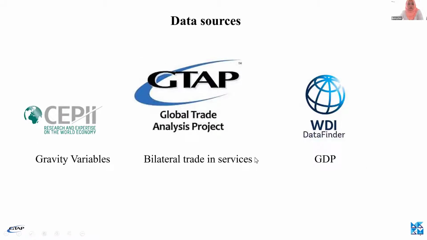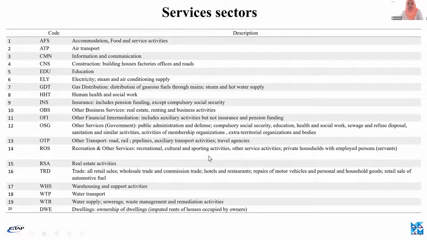Okay, so we are using the gravity variable from CEPA, and the bilateral trade in services are from the GTAP 10 for 2014, and the GDP is from WDI. This slide shows all the sectors included in the GTAP 10. It's quite helpful and includes more sectors compared to the GTAP 9, and it has 20 services sectors.